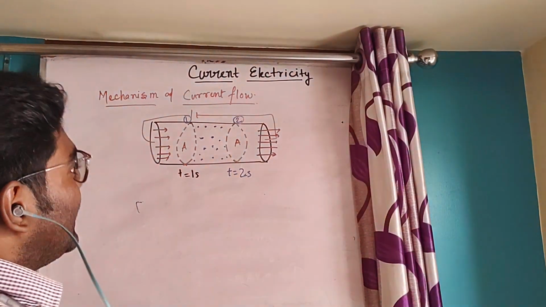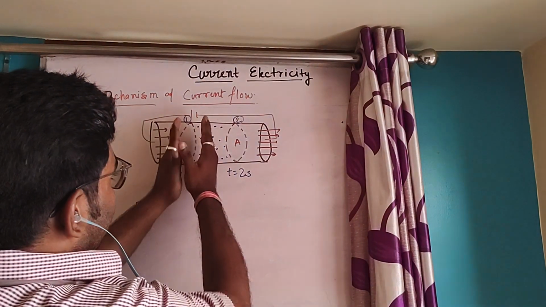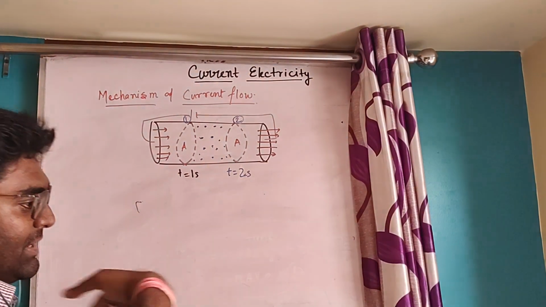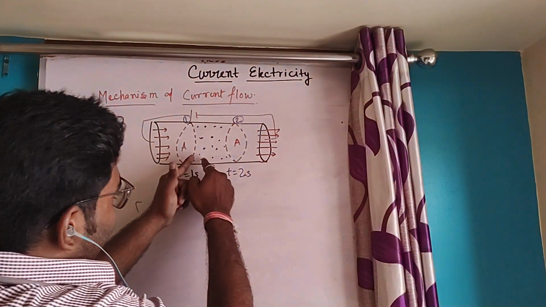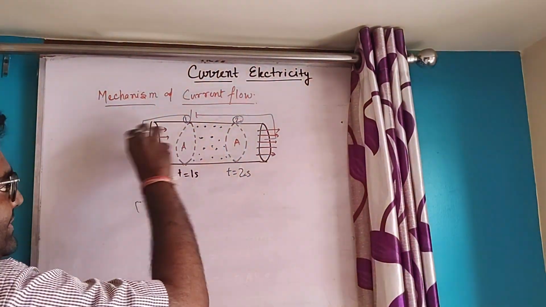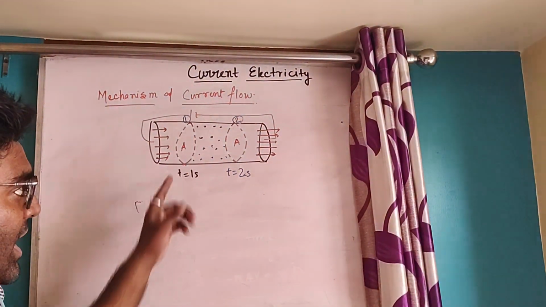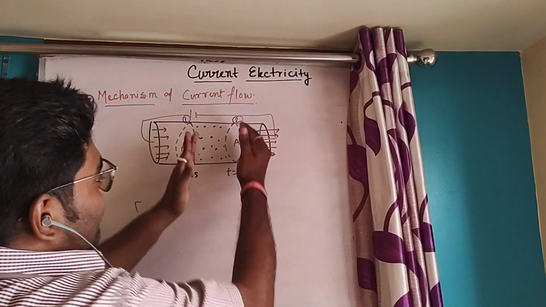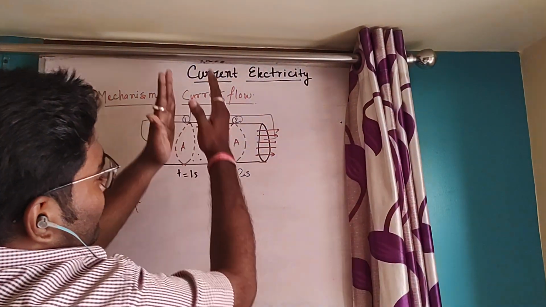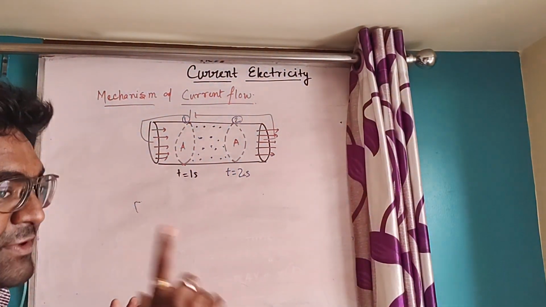Just think clearly. Suppose t equals 1 second: the electron will pass through the first cross section and come into here. At the next second, all these electrons will pass through the second cross section, and the same amount of electrons will pass through the first cross section and accumulate here. So at t equals 3 seconds, this will again flow and another set of electrons will move into this. This is called the steady flow.